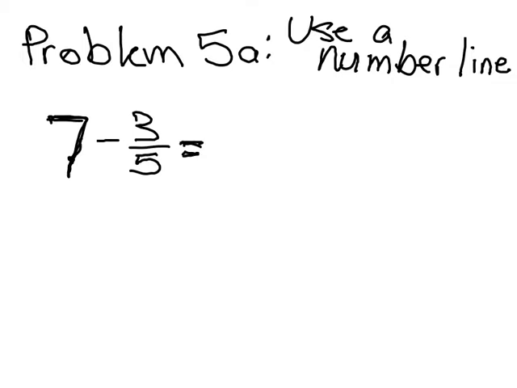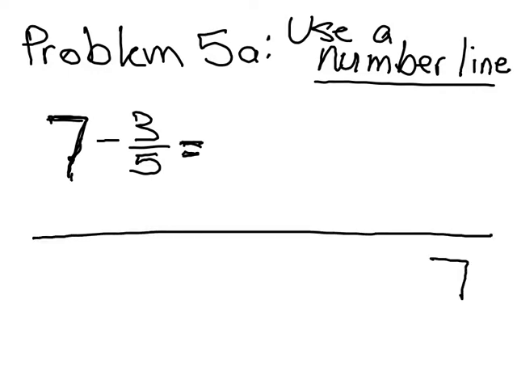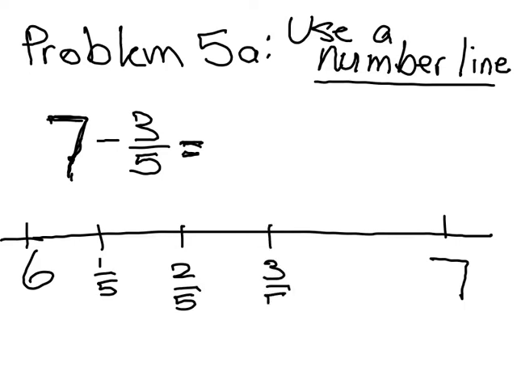Alright, our final problem, we're going to be using a number line. I know that I have to start with 7 as an anchor, and then I'm subtracting less than 1, so I can really have my other anchor as a 6. And I'm working in fifths, so I'm going to divide my number line into fifths. Here's 1/5, 2/5, 3/5, 4/5, and this is equivalent to 5/5.